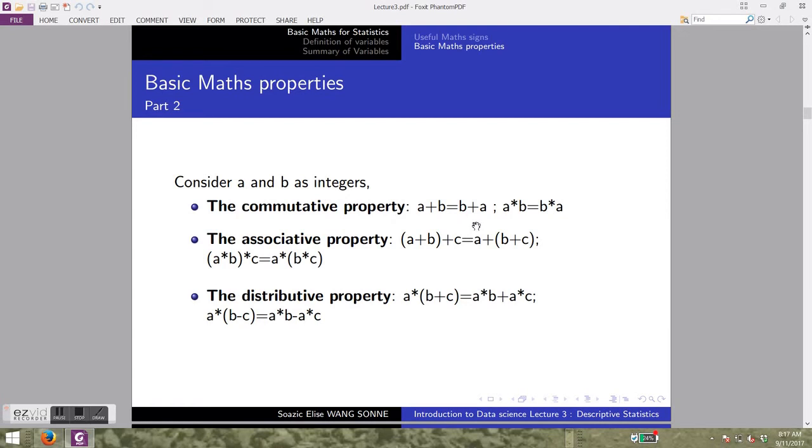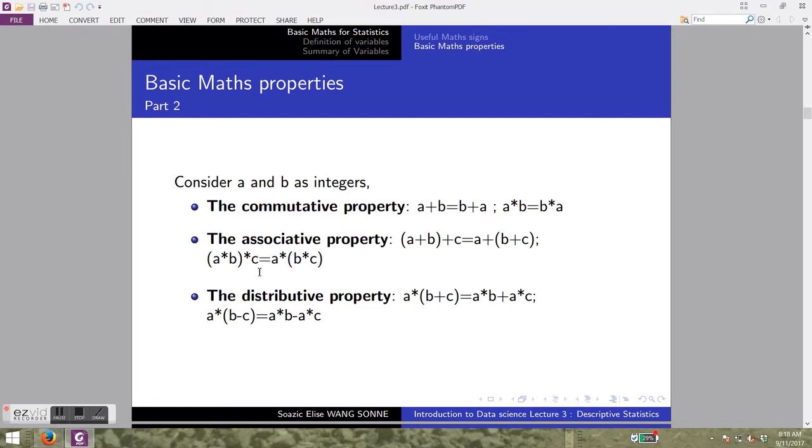The other property is the associative property. So a plus b plus c is equal to a plus b plus c regrouped, and a times b times c is equal to a times b times c regrouped. So here it means that you can associate them in any way; it doesn't change anything. If I have three numbers 2, 1 and 3, then 2 times 1 times 3 is exactly the same thing as 2 times 3 times 1. So there is no change.